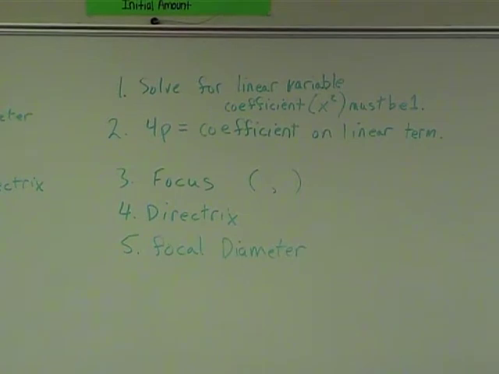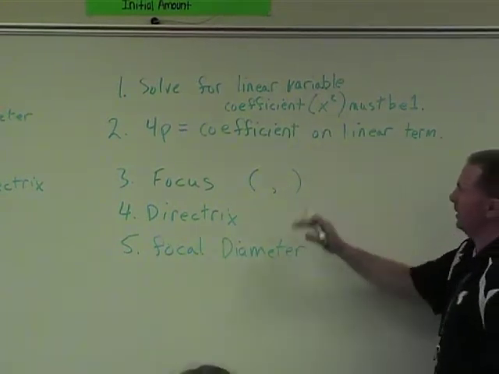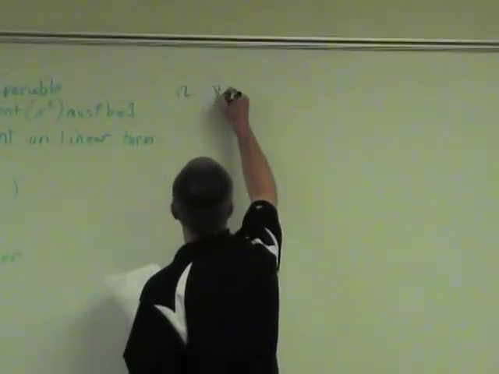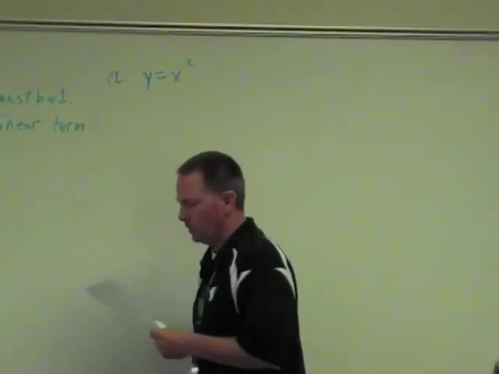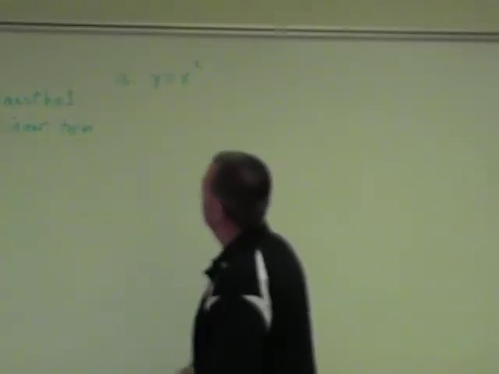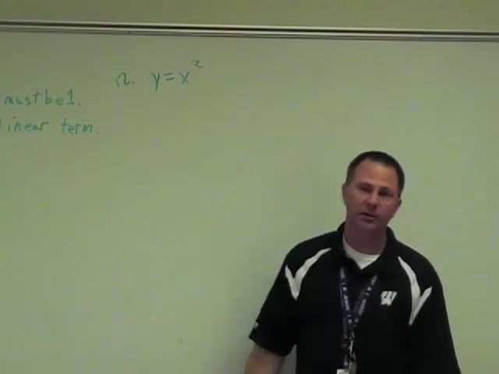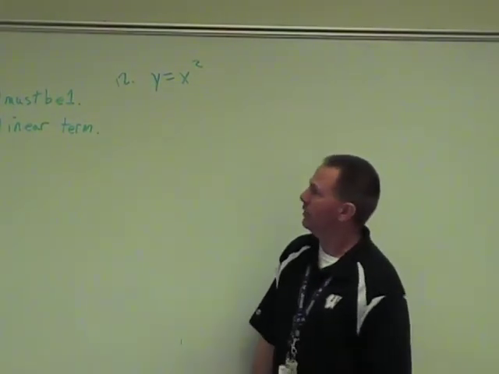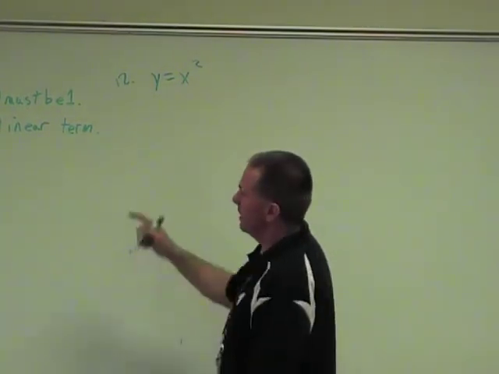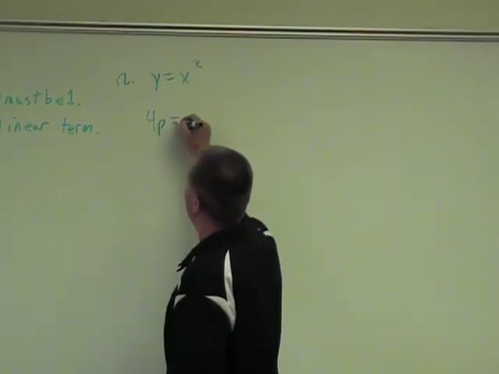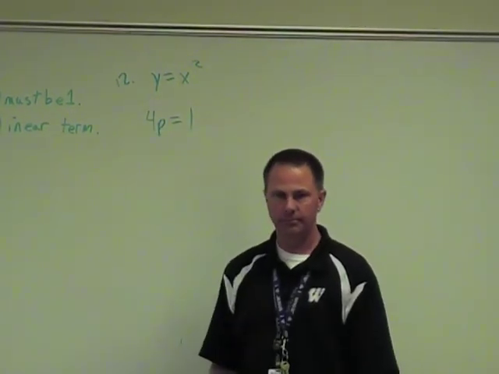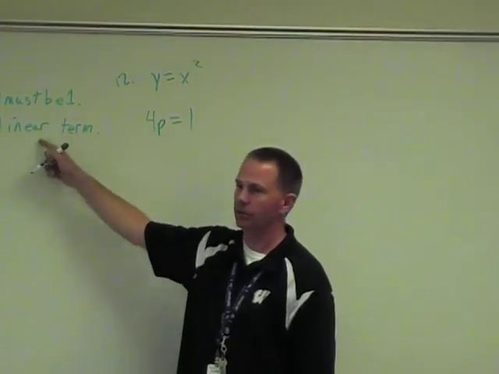Yep. All right, so those 4 things you're going to need to do today. So let's do a simple example here. We'll start with the basic y equals x squared. Step 1, solve for the linear variable, which we have here. That's the linear variable y. It is solved. Make sure the coefficient on the squared term is a 1. It is. Step 2, set 4p equal to the coefficient on the linear term. Solve for p. So you can write that in there.